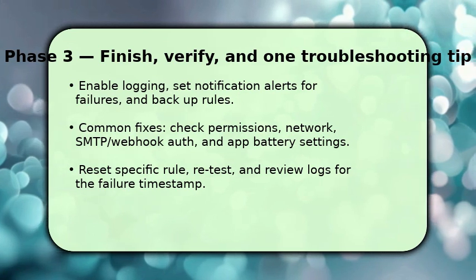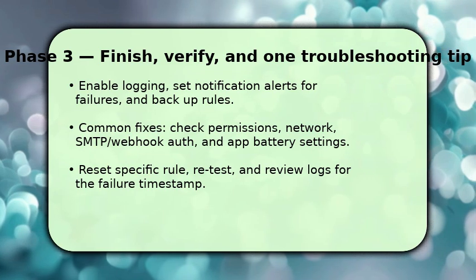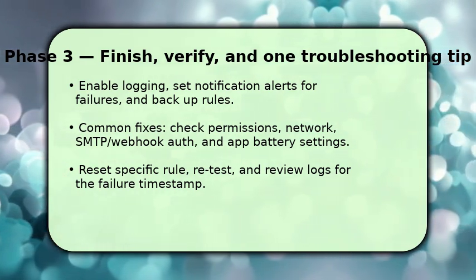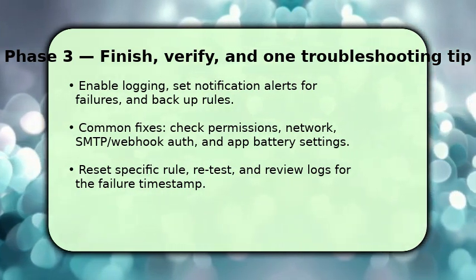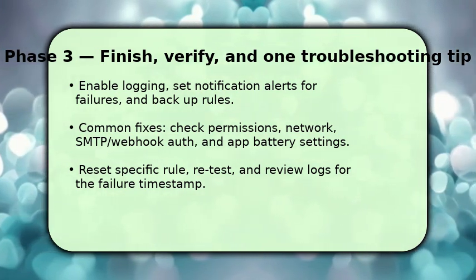If forwarding fails, check permissions first, confirm notification and SMS read rights, then inspect the logs for the exact timestamp and error code. If needed, disable the rule momentarily, re-enter credentials, and retest a single message. One tip: restart the device if network tokens seem stale.